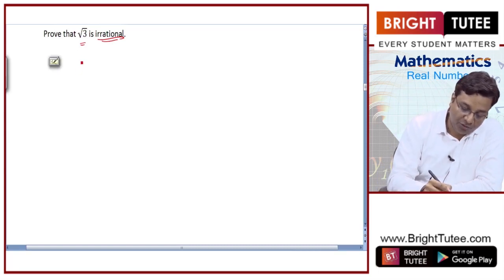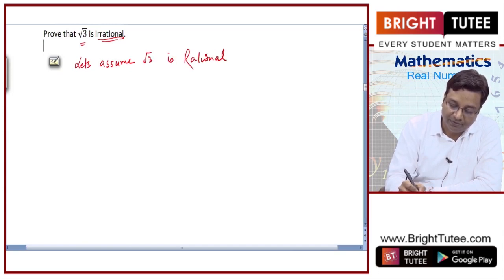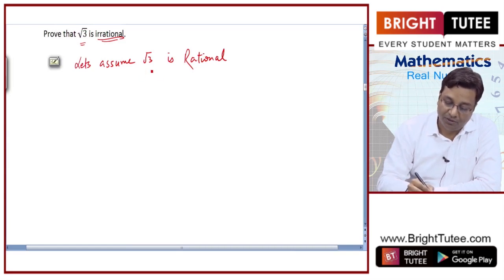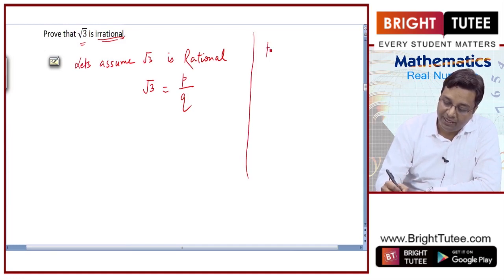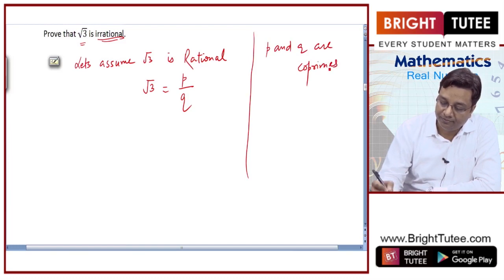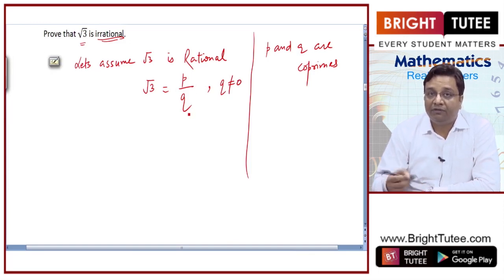So let's assume root 3 is rational. If it is rational, it can be written in p by q form. So root 3 is equal to p by q, where p and q are integers and p and q are co-primes. First you should write that q cannot be equal to 0, because we are dividing by q and we cannot divide a number by 0 because it is not defined.